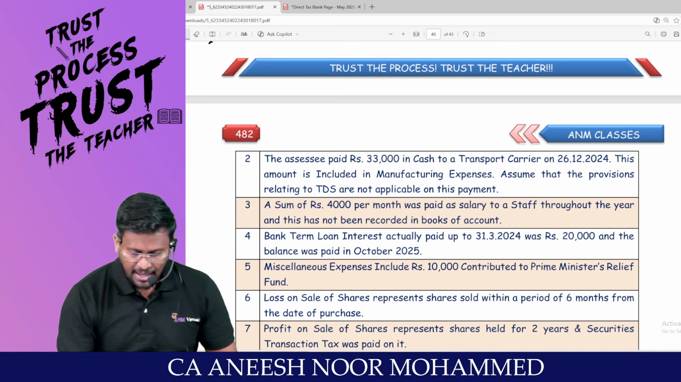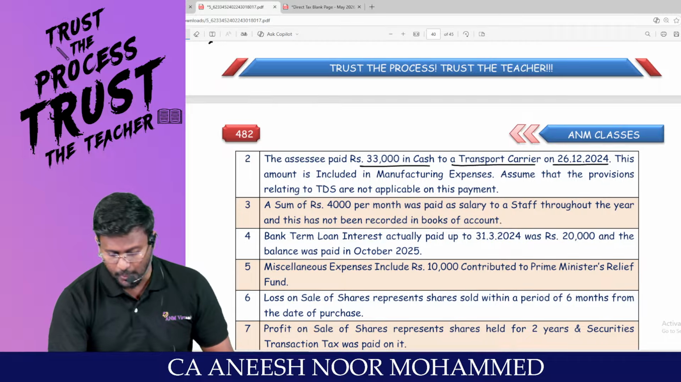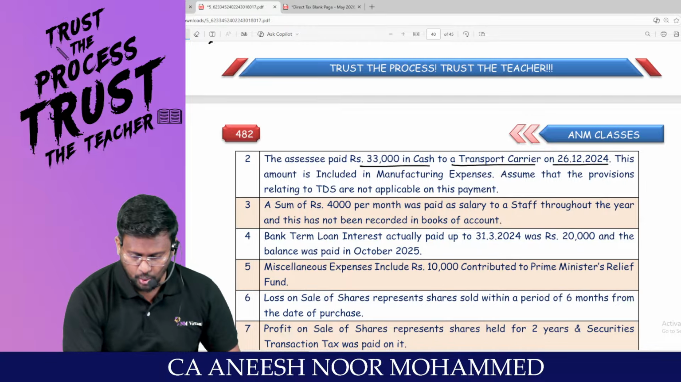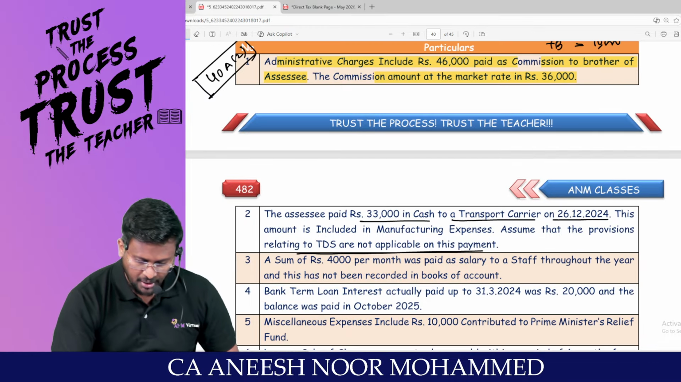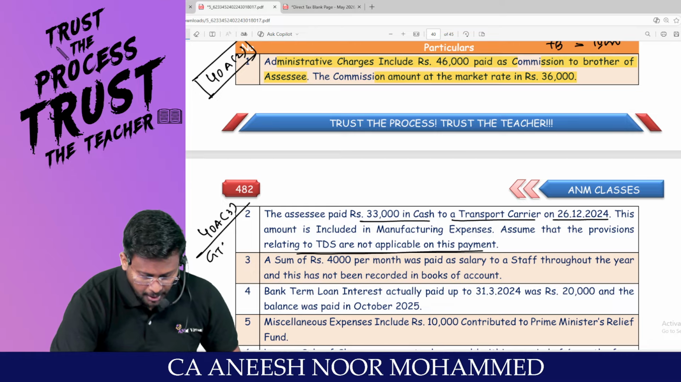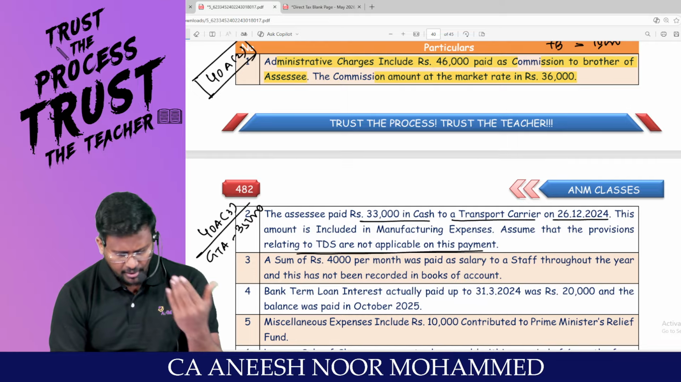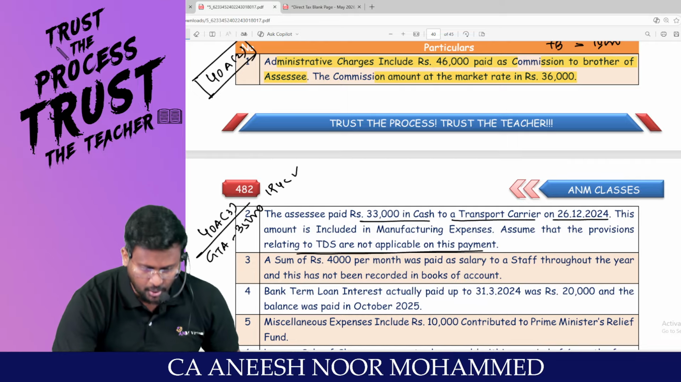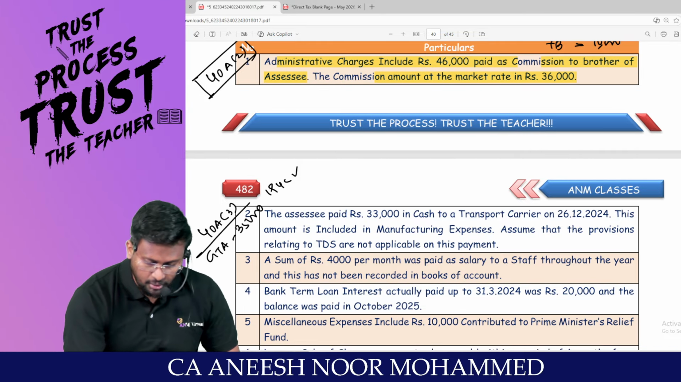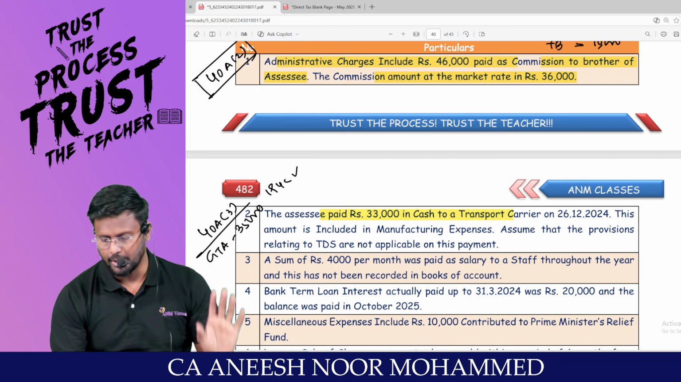Super, sir. Assessee paid 33,000 in cash to a transport carrier on 26/12. This amount is included in manufacturing expense. Assume that the provisions relating to TDS are not applicable on this payment. My dear lovable students, for 40A subsection 3, the cash payment limit for GTA is 35,000. Since this is only 33,000 and there is no TDS implication under 194C, no need of disallowance. If you are not disallowing by referring to 40A(3) and 194C, 1 mark will be in your pocket.